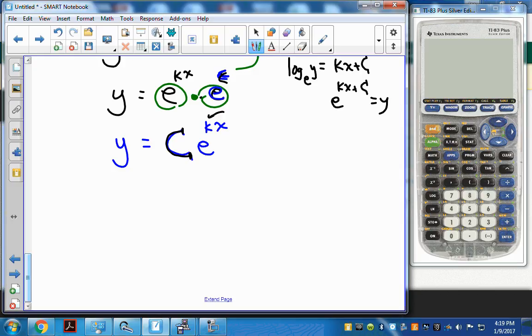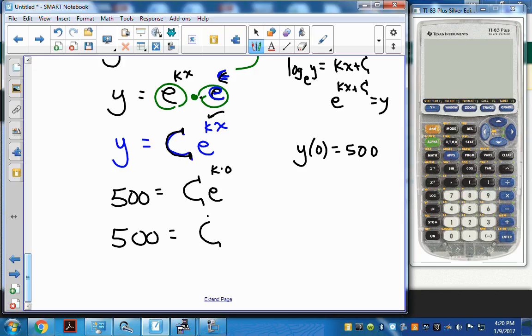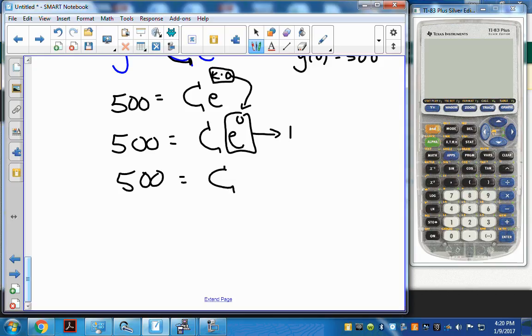Now, let's go ahead and look at our two data points. Y of 0 was 500. If we plug that in now, we get 500 is the y value. C e to the k times 0. Well, e to the k times 0 is the same as e to the 0, since k times 0 is 0. And e to the 0 is 1. So we have 500 is equal to c times 1. So this capital C is 500.